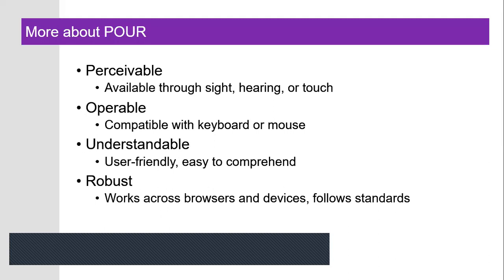Understandable content is clear and limits confusion and ambiguity. And when content is robust, a wide range of technologies can be used to access it. And not just assistive technologies that help people with disabilities, but a range of devices and browsers too, which I think further illustrates how accessibility benefits everyone. The key to ensuring that content is robust across technologies is following HTML and CSS standards.